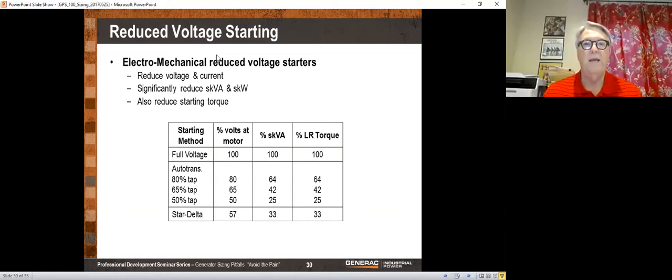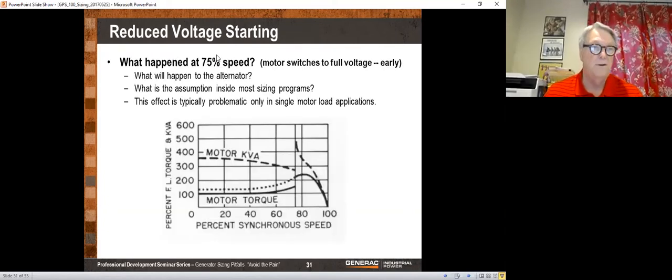All right, electromechanical starters. Electromechanical starters are very helpful because they reduce the current and therefore make it easier to start that motor on the generator. I want to point out one thing that's sneaky here. Let's say you start on an auto transformer starter or a Y delta, which is very common. When you start, yes, you can use a smaller generator because the Y delta starter takes less starting current. But the problem is it also reduces your torque.